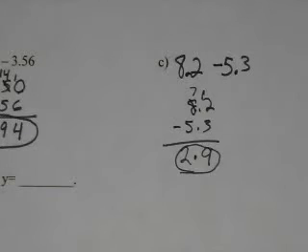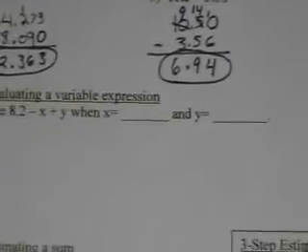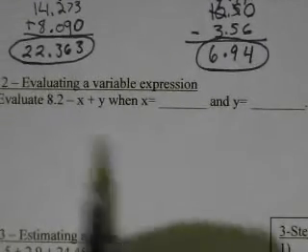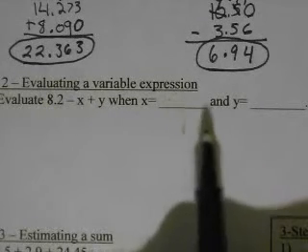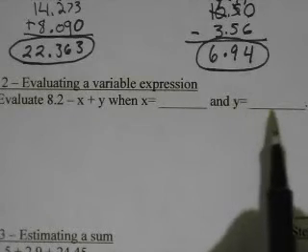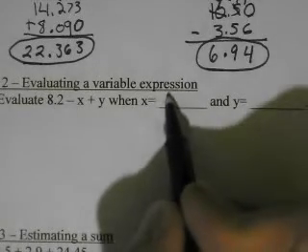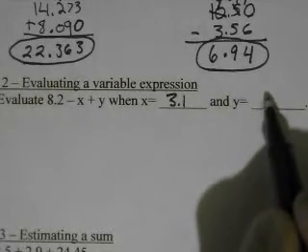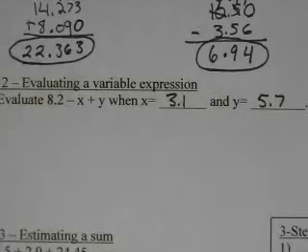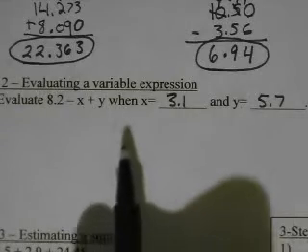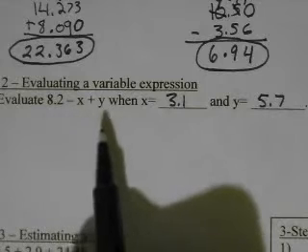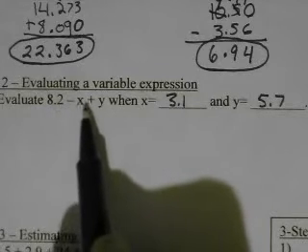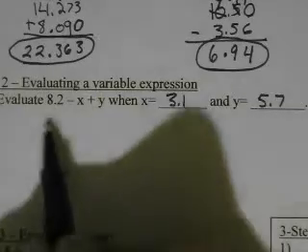Alright, now the next problem is going to be combining two different things we've learned, or I guess three. We want to evaluate this expression when x equals a decimal and y equals a decimal. So let's say x is 3.1 and y is 5.7. Why not? Now, I said this is going to be a mixture of two things because you have to follow your order of operations. Remember that left to right rule? Whenever you have only addition and subtraction, you work from left to right.